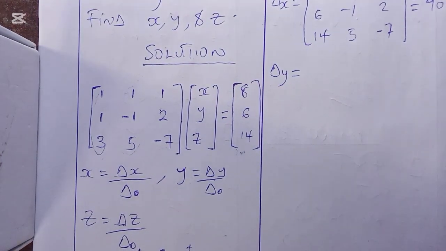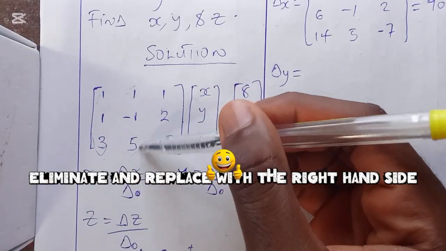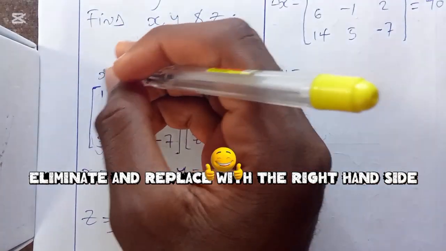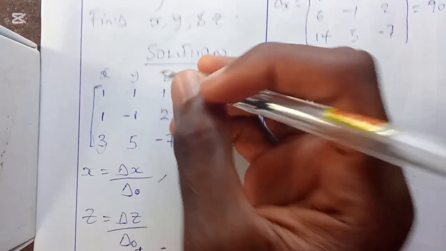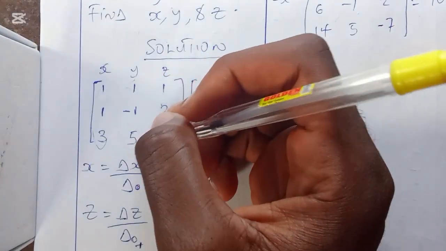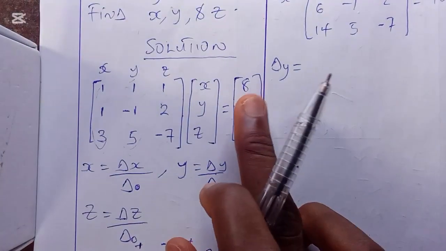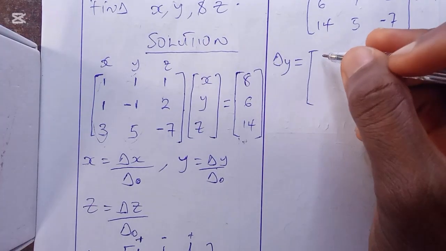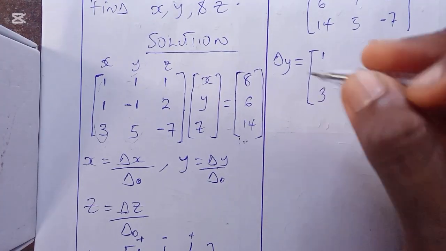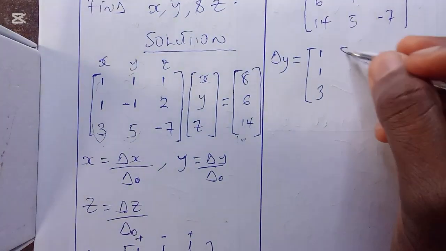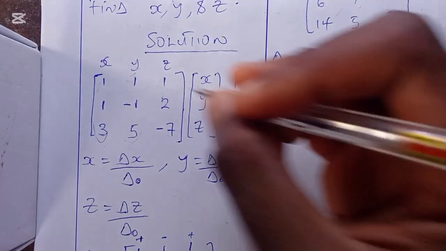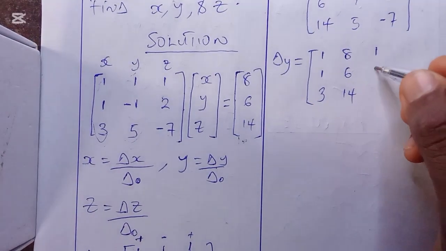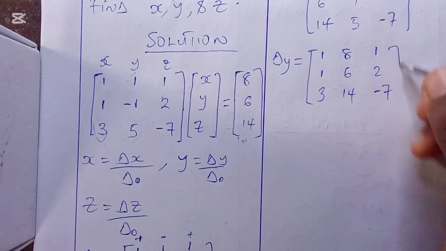Very, very easy. You eliminate this component here, your y component, because this is your x, this is your y, this is your z. So if you eliminate your y component, replace it with your right hand side here. So your matrix will be like this. This is 1, 1, 3. Eliminate your y. What do we have? 8, 6, 14. And finally our z, 1, 2 minus 7.